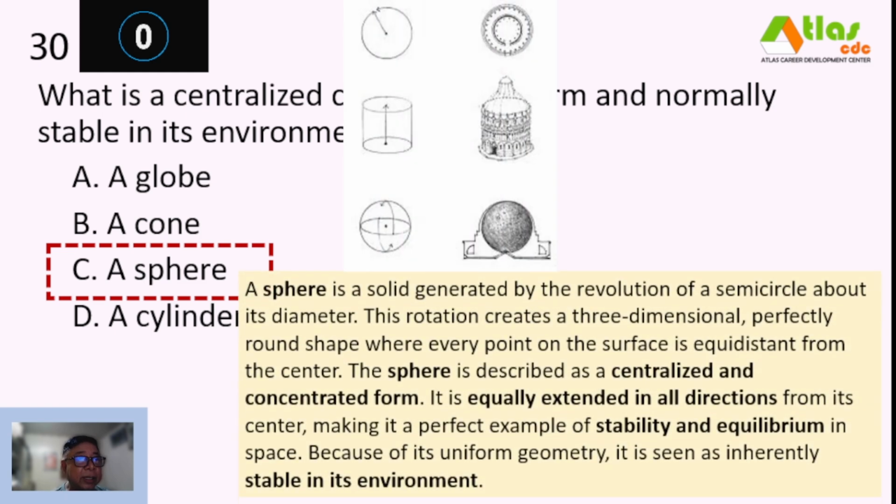A sphere. So a sphere is a solid generated by the revolution of a semicircle about its diameter. This rotation creates a three-dimensional, perfectly round shape, where every point on the surface is equidistant from the center. The sphere is described as a centralized and concentrated form. It is equally extended in all directions from its center, making it a perfect example of stability and equilibrium in space. Because of its uniform geometry, it is seen as inherently stable in its environment.